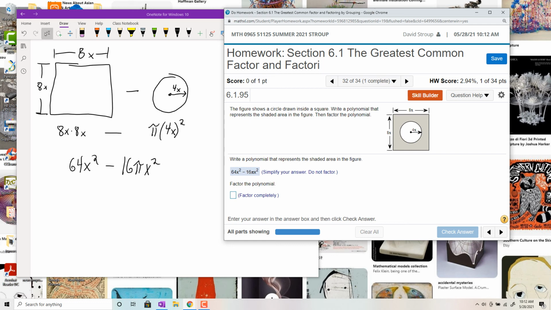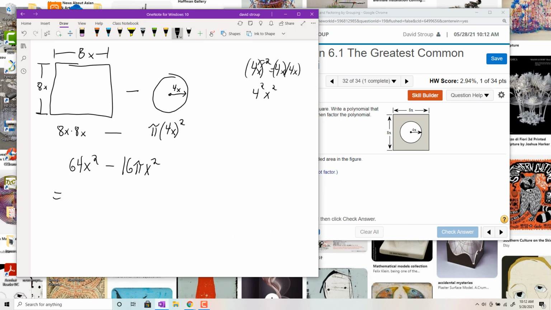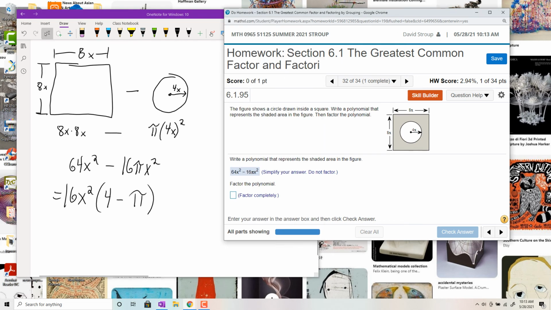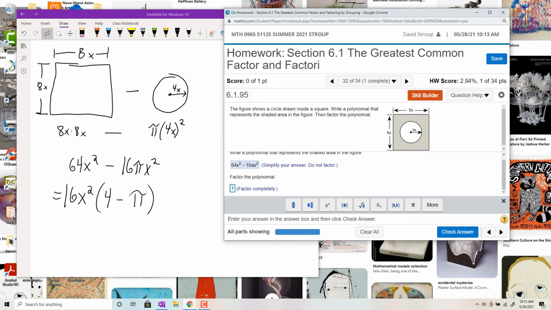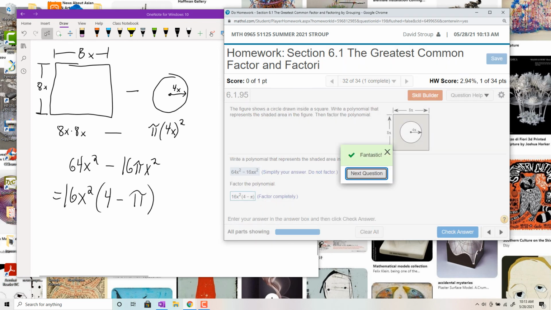Okay, so it looks like we can factor out a 16 from both terms. 16 goes into 64 and 16, and then we can factor out a variable x squared. Okay, so we'll end up with 4 minus pi. Okay, let's see if that's right. 16x caret squared times 4 minus pi, in parentheses, check answer, yay.